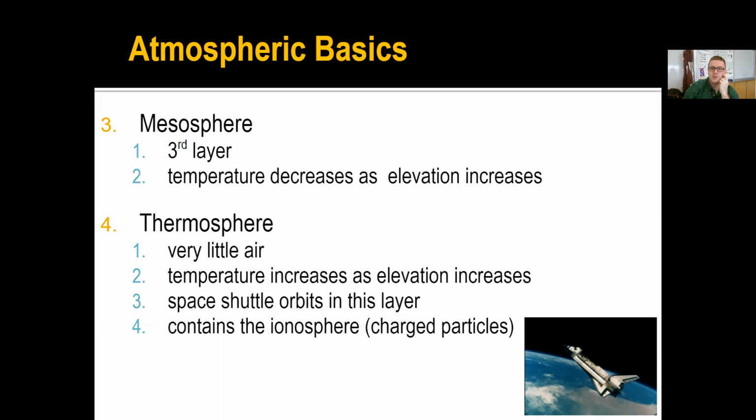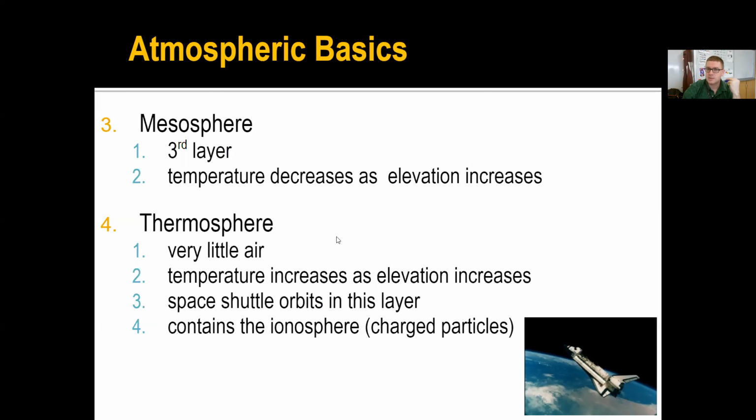Following that is the thermosphere. We're running out of oxygen here in the thermosphere. Temperature is going to increase a little bit. This is where space shuttles orbit. Possibly why they chose this layer is because temperature is increasing, so it's a little warmer. It's probably easier to sustain some of that technology that's orbiting around the planet. And it contains our ionosphere, or charged particles.